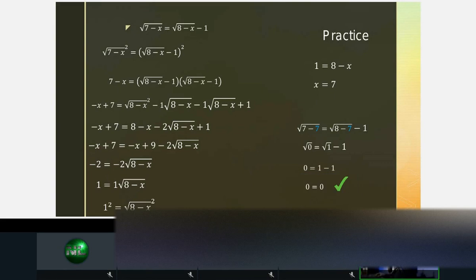And we get 0 equals 0, which means it's a valid answer. So, that problem required some steps, right? But go back, rewatch this video, try working on this problem by yourself, unpause the video as needed to work through this problem. If you can do this problem, you can probably do any problem involving radicals.